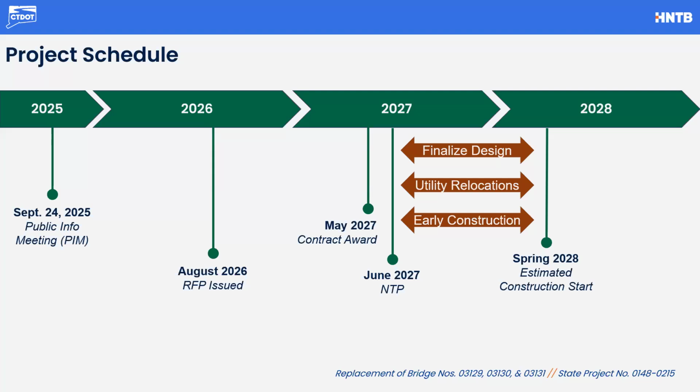And as you can see, in the intervening time between June and the spring of 2028, several activities could be occurring that you would see out there in the field. Those could include utility relocations and some early construction activities that the design build team submits to begin work on without full construction activities beginning. During this time, the contractor will also be working with their design consultant to finalize the design and receive DOT's approval.